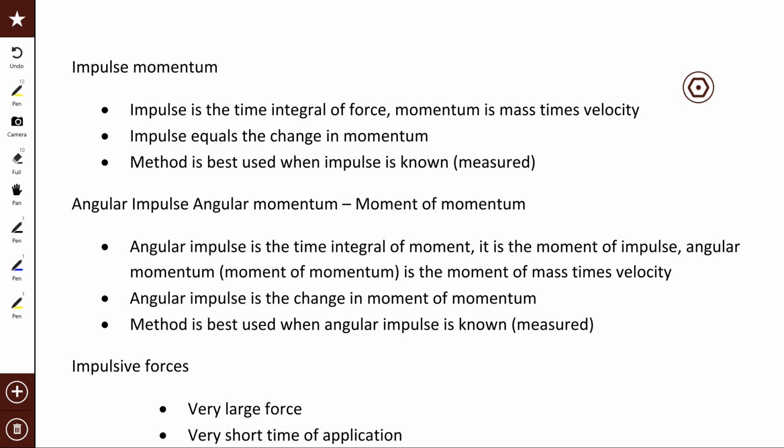mass. Okay, they're vector quantities because force can be up, down, sideways, left, right, whatever, and so momentum is also a vector quantity. So it's mass times the velocity. So velocity's got direction as well.